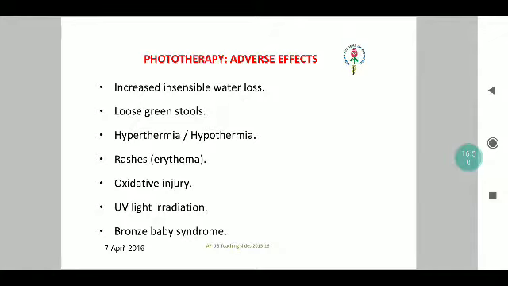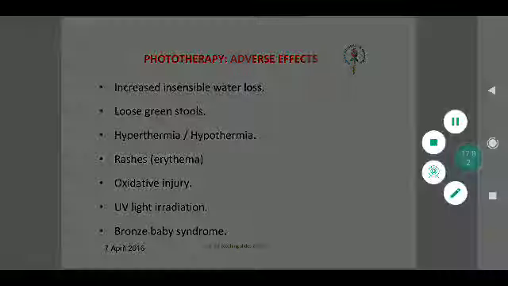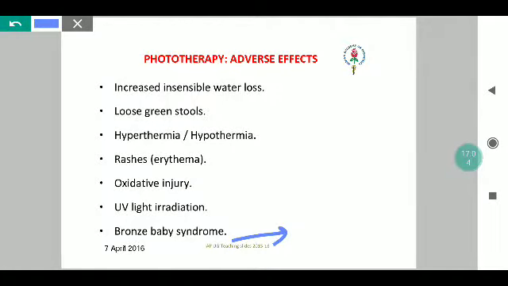Now, as with any intervention, phototherapy has its disadvantages. The disadvantages of phototherapy are increased insensible water loss, passage of loose stools, that is diarrhea. It can go in for either hyperthermia or hypothermia. It can even result in UV light irradiation or bronze baby syndrome. Now, bronze baby syndrome occurs where phototherapy is given for conjugated hyperbilirubinemia as opposed to unconjugated.